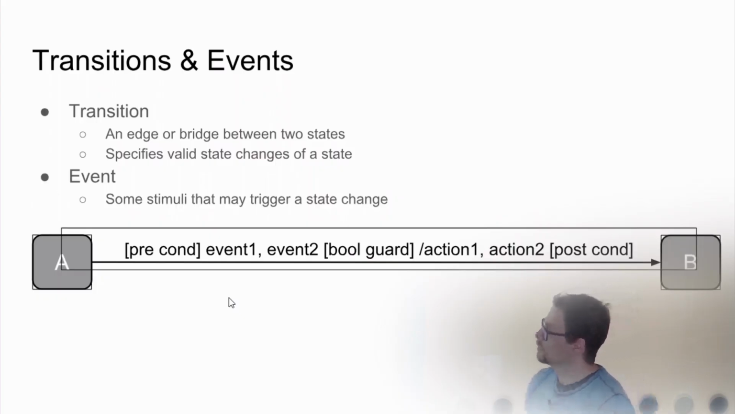And to know which transition to exercise, we specify the events that can happen. And to do this, we can also specify special conditions that need to apply to be able to take this event, or special actions that should happen when we transition from one state to another state.